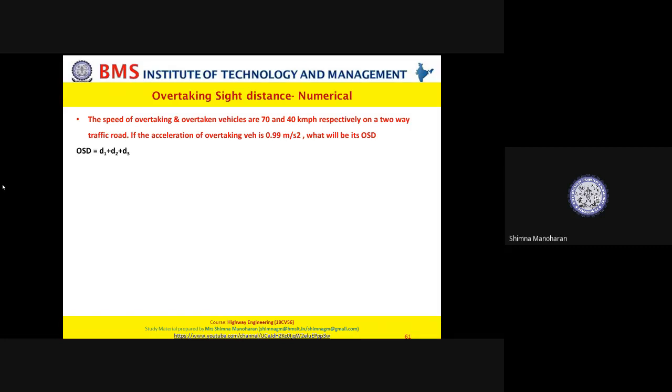Okay, so here, as per yesterday's discussion, we know OSD is nothing but D1 plus D2 plus D3. Here the speed of the overtaking vehicle is given. What is the speed given? 70 kmph. So convert 70 kmph into meter per second.